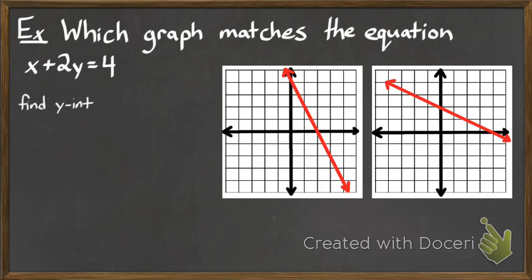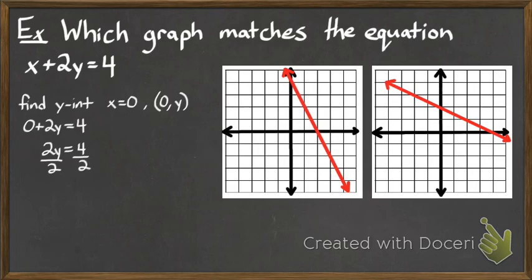So we need to first find our y-intercept. So let's just look at our graph. So to find our y-intercept, we know that for this to happen, x has to equal 0. So at the point (0, y). So if we plug this in, we get 0 plus 2y equals 4. So we know 2y equals 4, and we're going to solve for y. So divide both sides by 2. So the 2's on the left side divide each other out. And then we're left with y equals 4 over 2, or y equals 2. So we know that our y-intercept occurs at (0, 2).